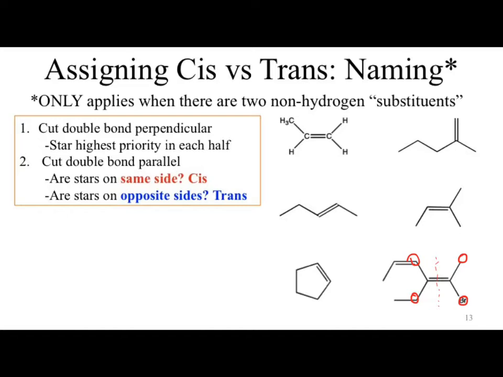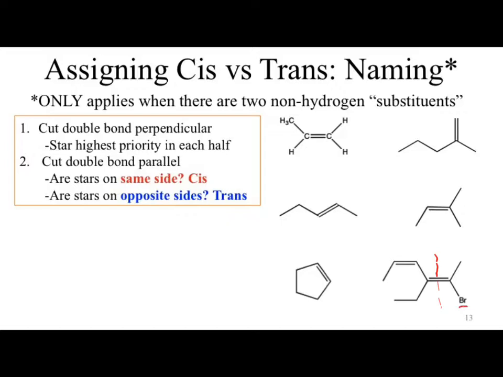Cis and trans only evaluate the relationship between 2 groups. As soon as we exceed 2 non-hydrogen groups, we have to change our nomenclature system, and that's where it moves to E and Z. E and Z are more specific than the cis and trans nomenclature, but they treat everything the exact same. They'll follow the exact same rules. So if we go through and look at this one, let's first assign it based on what we would say for cis and trans.